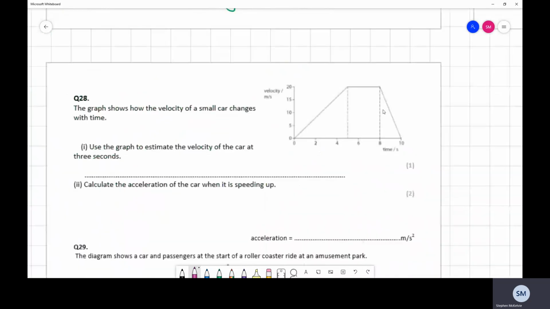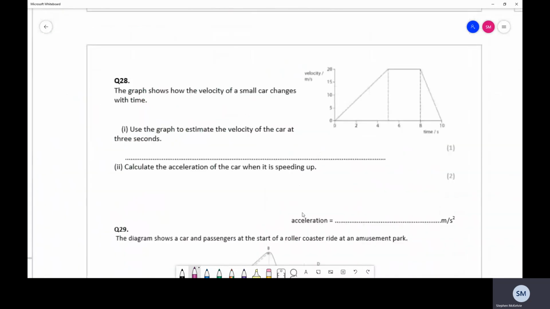Okay, the graph shows how the velocity of a small car changes with time. We should stop saying small, okay? It's less than large. Use the graph to estimate the velocity of the car at 3 seconds. Oh, we've done this one too. There's 3 seconds, go across. I estimate the velocity to be 2.